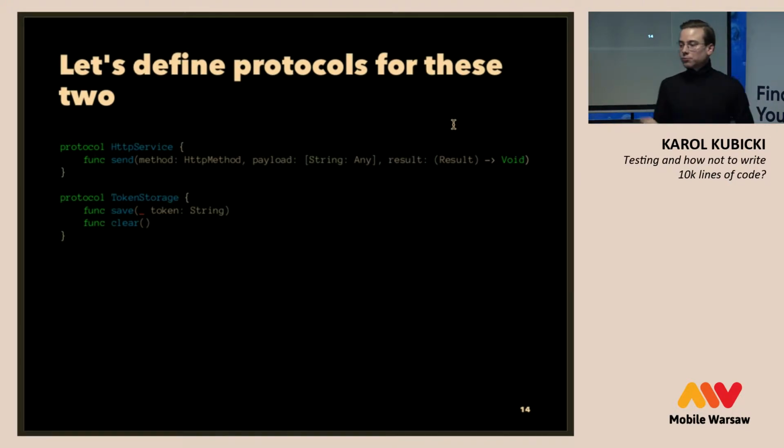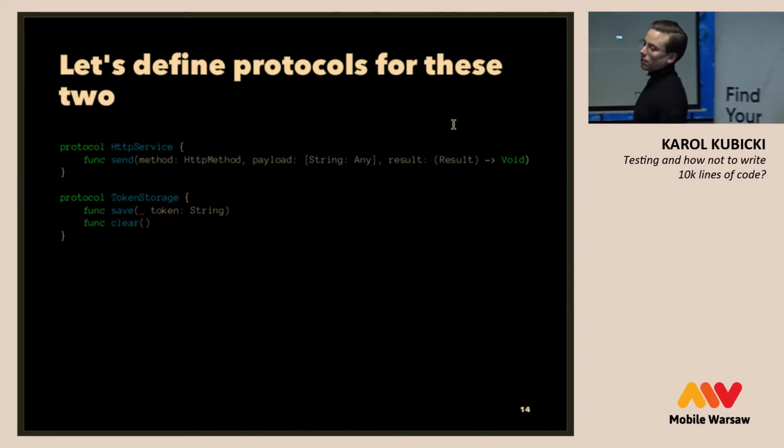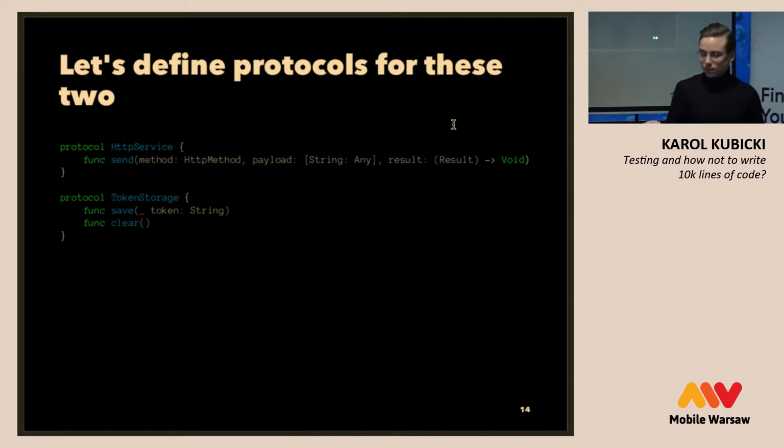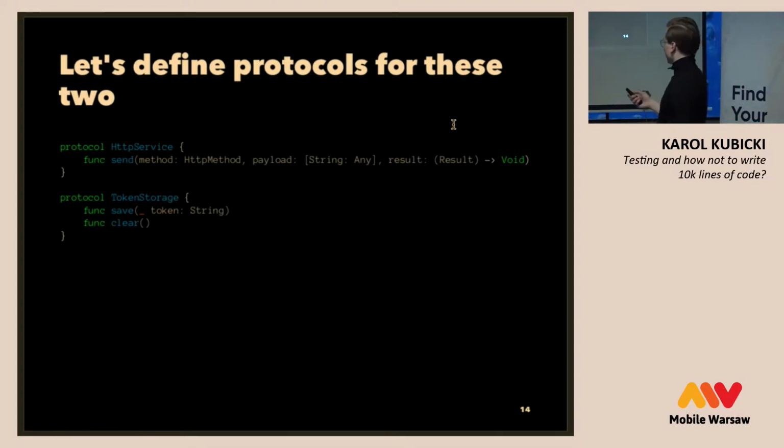So let's define protocols for these two. What we need to do is look at which methods from these classes we are using in the object that we want to test, and extract those to a protocol. In terms of our network connection, we just use the send method. So let's create a protocol HTTP service with the method send. And for the protocol for token storage, we use two methods: one is save, which takes a token, and one is clear, which takes nothing.